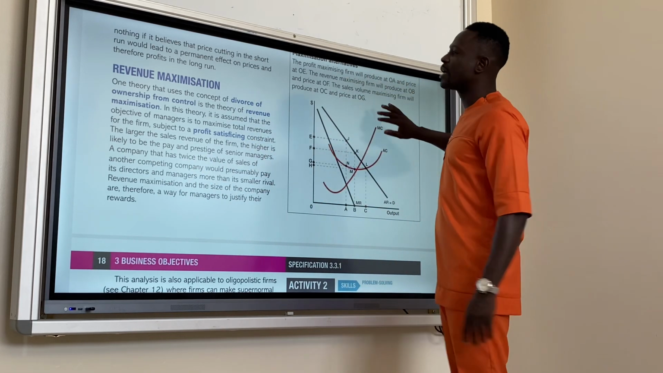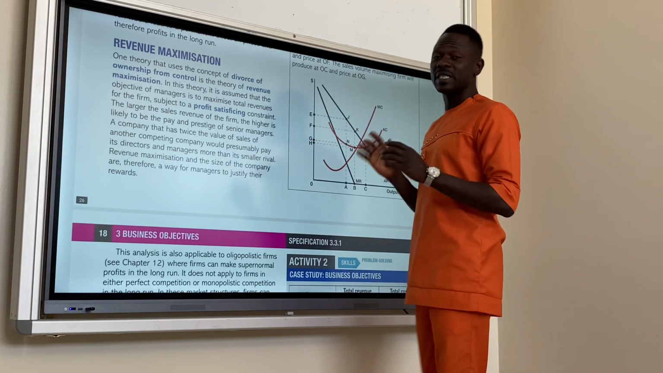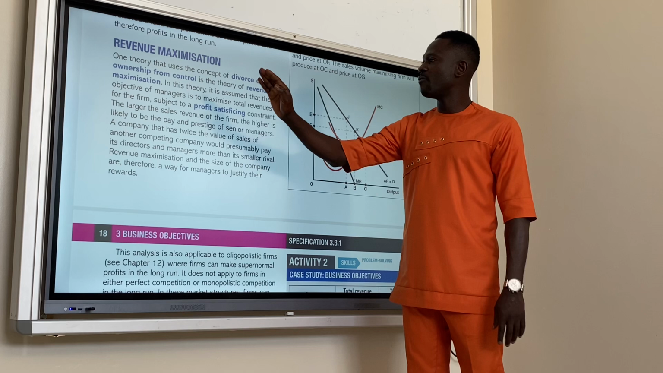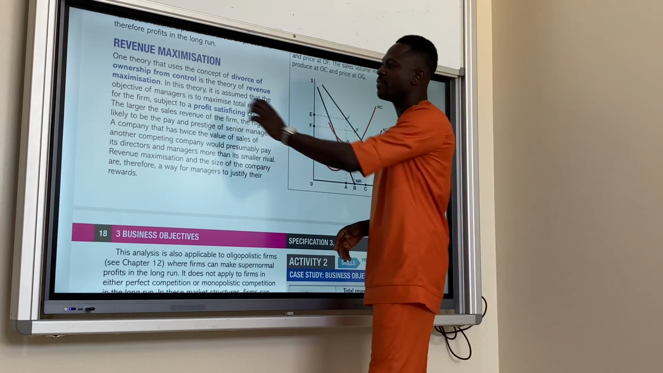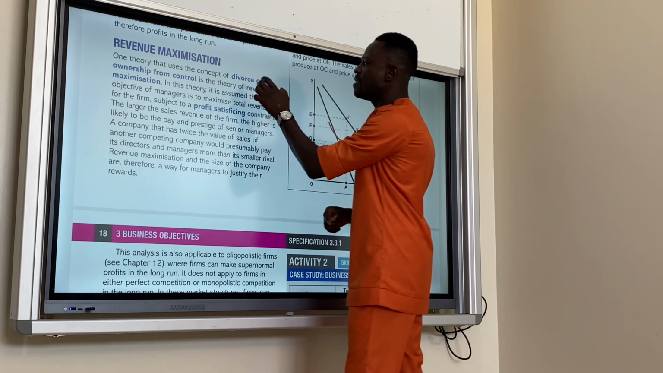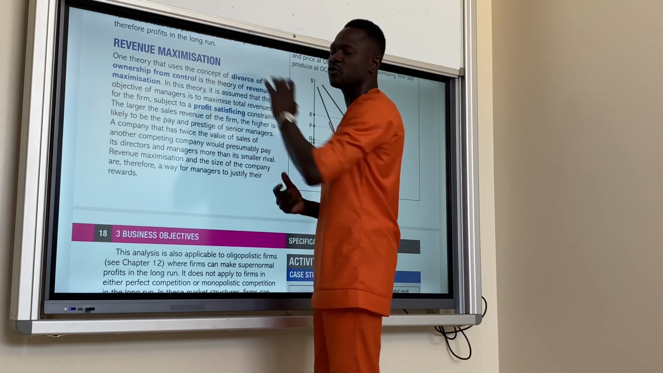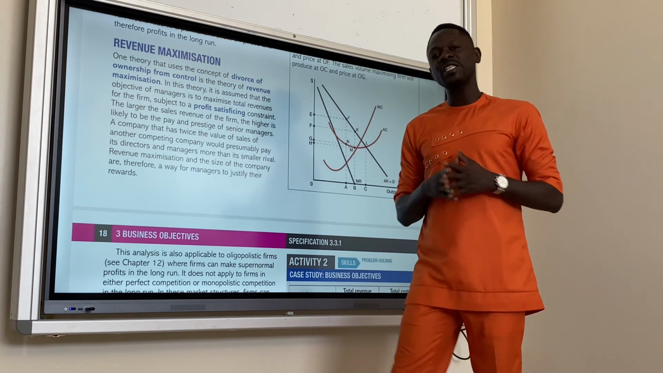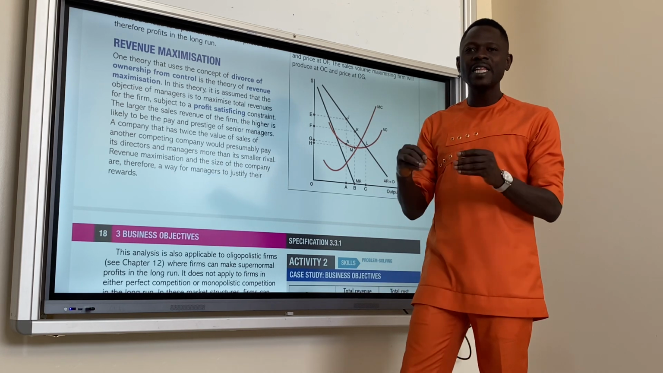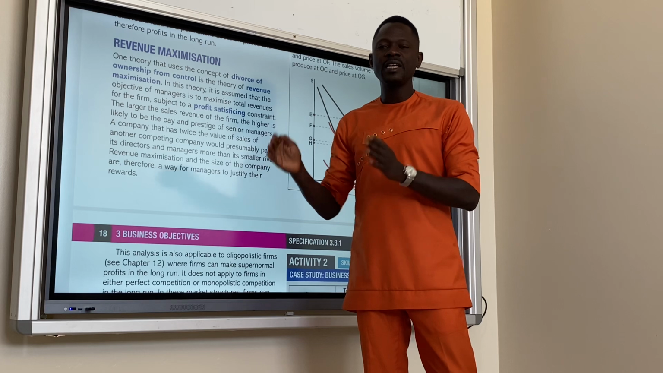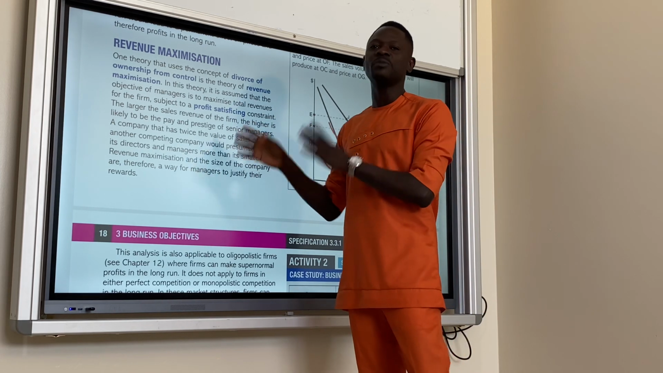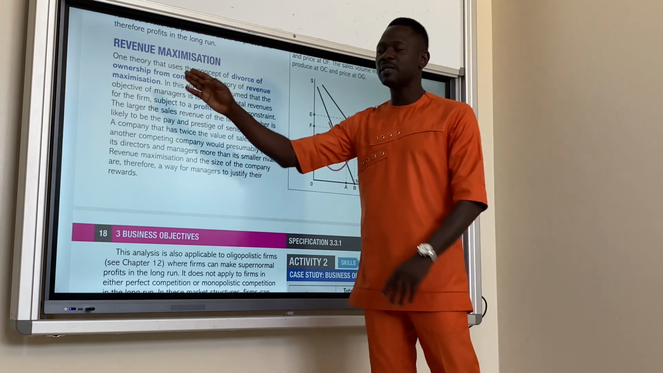So we go to revenue maximization, which is another objective for a firm. One theory that uses the concept of divorce of ownership from control is the theory of revenue maximization. Before we go into revenue maximization, what does divorce of ownership from control mean? It simply means that the owners of the business are likely not to be part of decision makers. They appoint directors and managers to take decisions about any business objective. That is what divorce of ownership from control is.